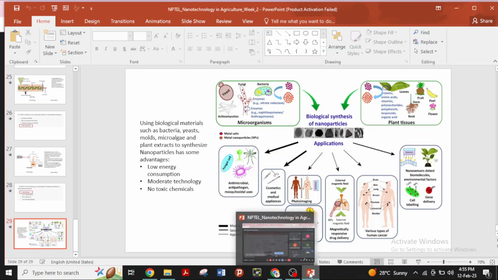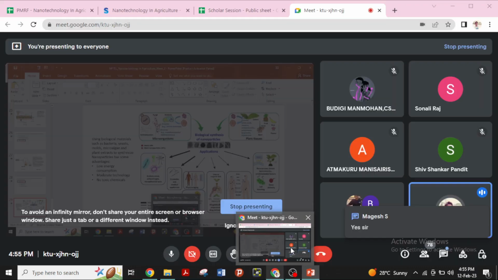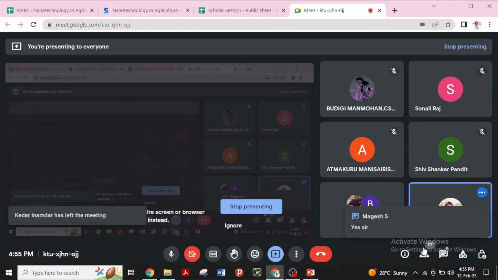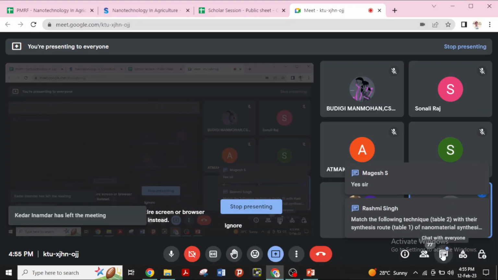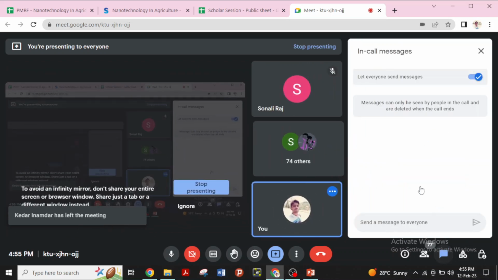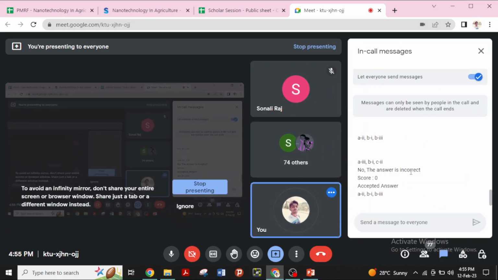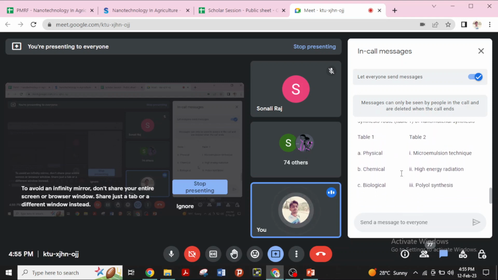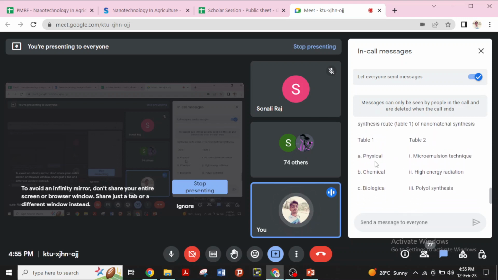Now we have some time left. There was a question in the chat box. I would like to take that. I think it was Rashmi. Could you please post the question? So, match the following, right? Table 1 contains methods for synthesis and table 2 contains the techniques. Physical method. So we just now learned high energy radiation is a physical method for synthesis, right?